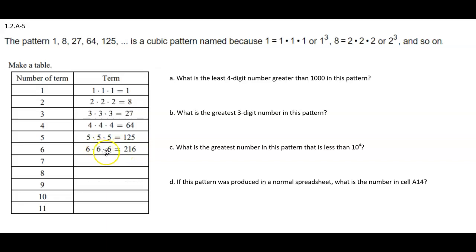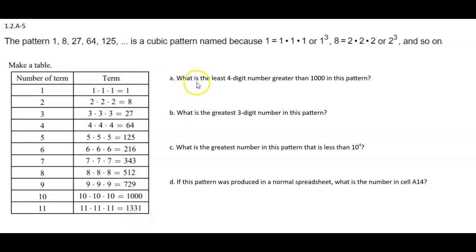For 6, 6 times 6 times 6 is 216. 7, 7 times 7 times 7 is 343. 8, 8 times 8 times 8 is 512. For 9, 9 times 9 times 9 is 729. For 10, 10 times 10 times 10 is 1,000. For 11, 11 times 11 times 11 is equal to 1,331.